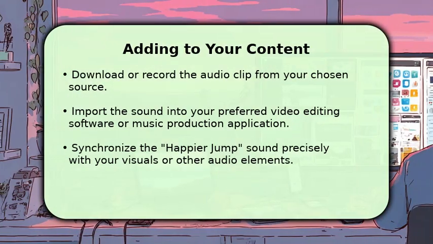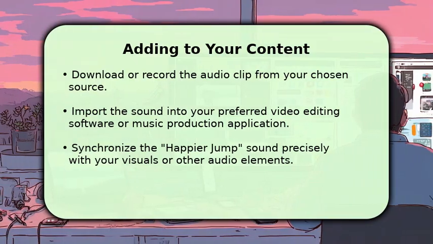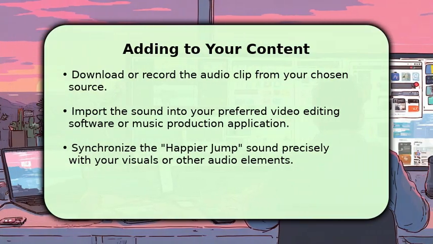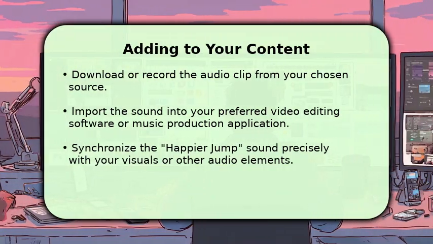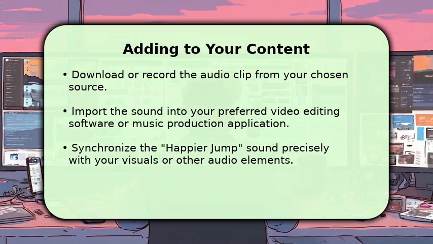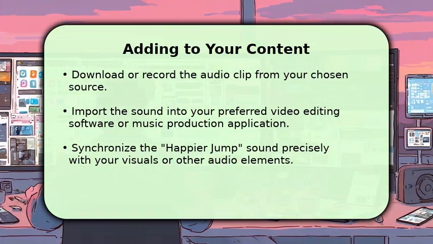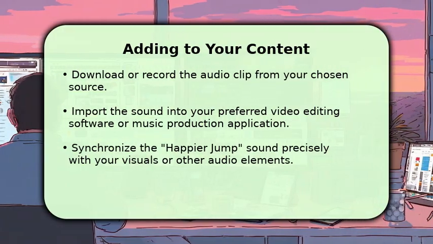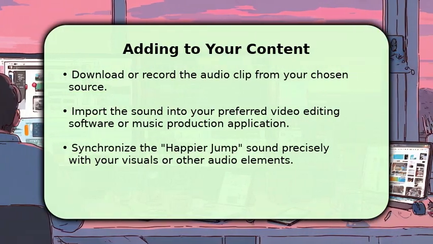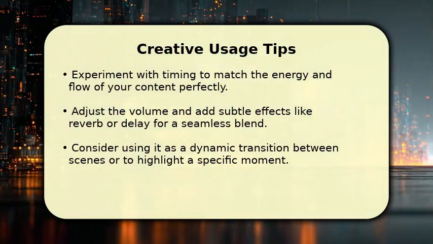Once you have the Happier Jump sound, the next step is integration. Download or record the audio, then import it into your preferred editing software, whether it's a video editor or a music production suite. Carefully synchronize the sound with your visuals or other audio tracks. Precision here, even down to a few milliseconds, can significantly impact the overall effect and professional feel of your final piece. Now, let's explore creative application.